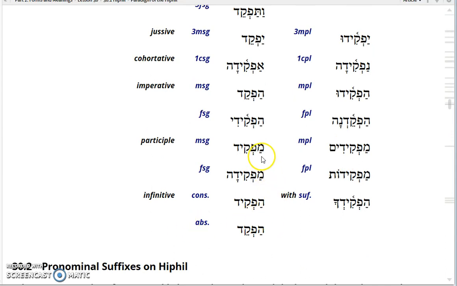And then he gives you all the other forms. So if you just start with hafkid and just add the endings, qamets he for feminine, hireq yod mem for masculine plural, ot ending for feminine plural, that gives you all the forms of the imperative. And then he gives you the forms of the infinitive, including one example with a suffix, the infinitive construct with suffix, which would be hafkidka, you're causing to appoint, or someone's causing you to appoint, or something like that.